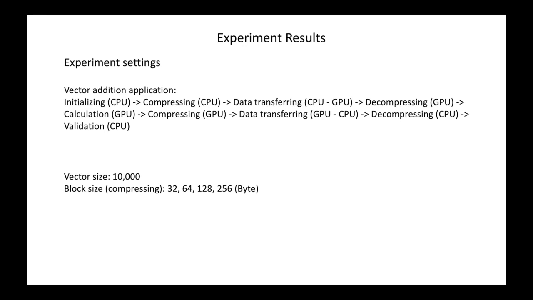Then we do the calculation, which is calculating the sum of those two vectors on the GPU side. And after we get the results, we compress the results on the GPU side and then transfer the compressed data from GPU to CPU. Then the CPU will decompress it and get the original results. And finally, we do the validation. The vector size is set to 10,000, and the block size for compression is set to 32, 64, 128, or 256 bytes.